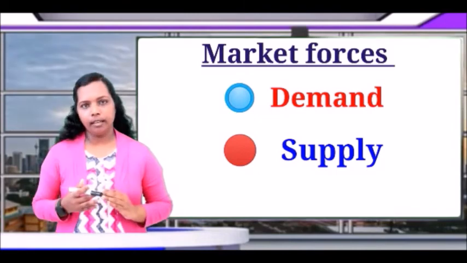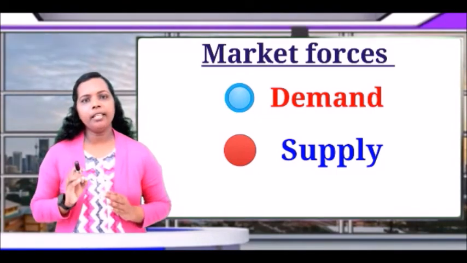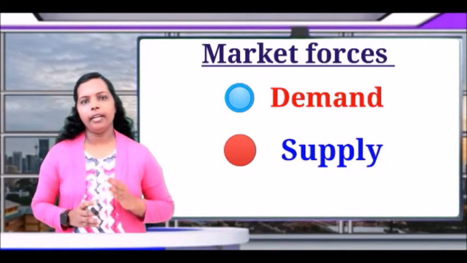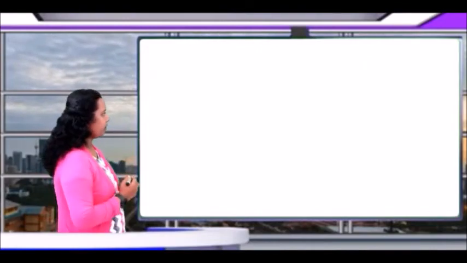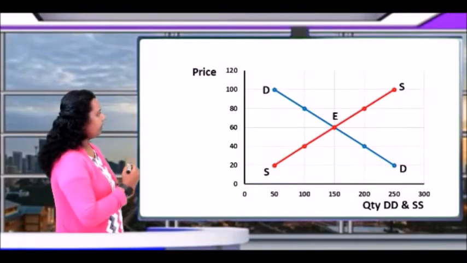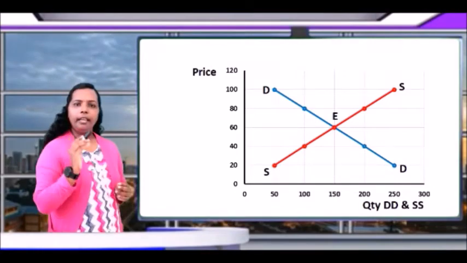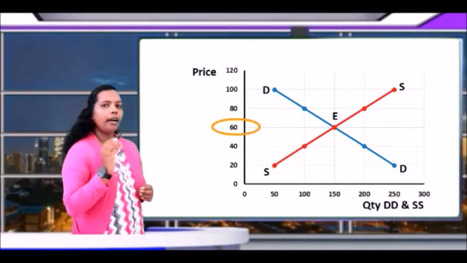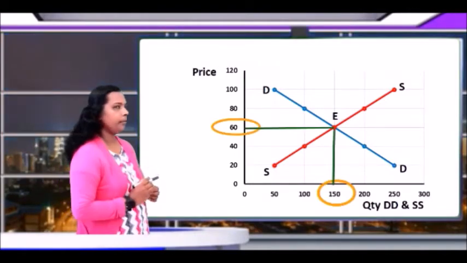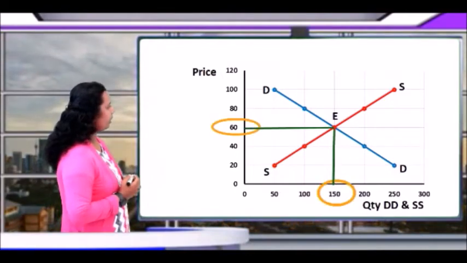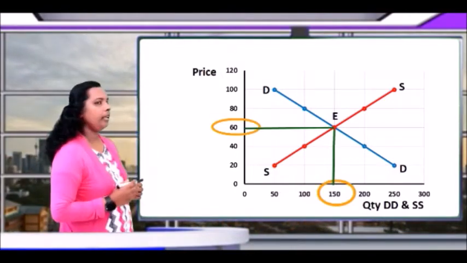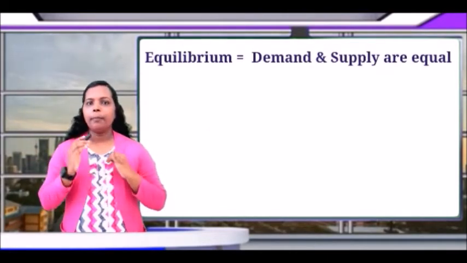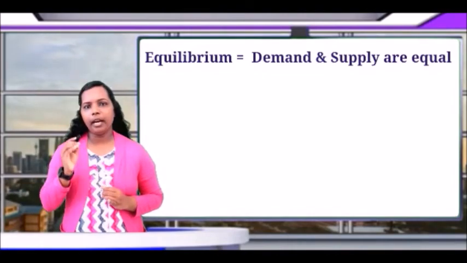As we defined earlier, the equilibrium price is the price where demand and supply are equal. This can be shown with the help of a diagram. Please look at this diagram. Here, DD is the demand curve and SS is the supply curve. They intersect at the point E. The equilibrium price is 60 and the equilibrium quantity is 150. Point E is the equilibrium point where demand and supply are equal. Once again, I remind you, the equilibrium point means the point where demand and supply are equal.